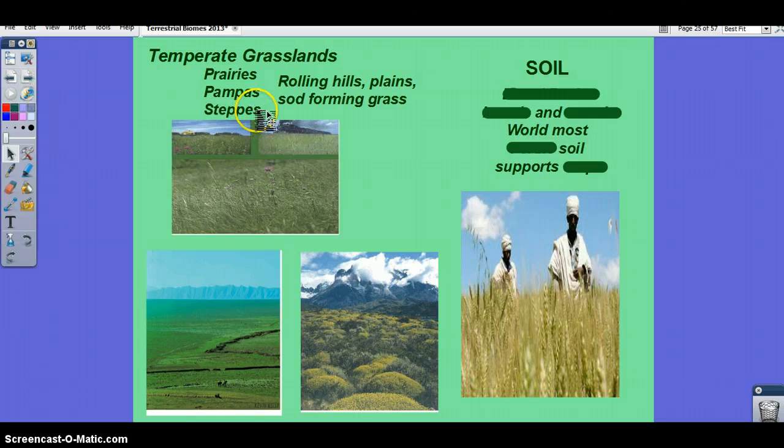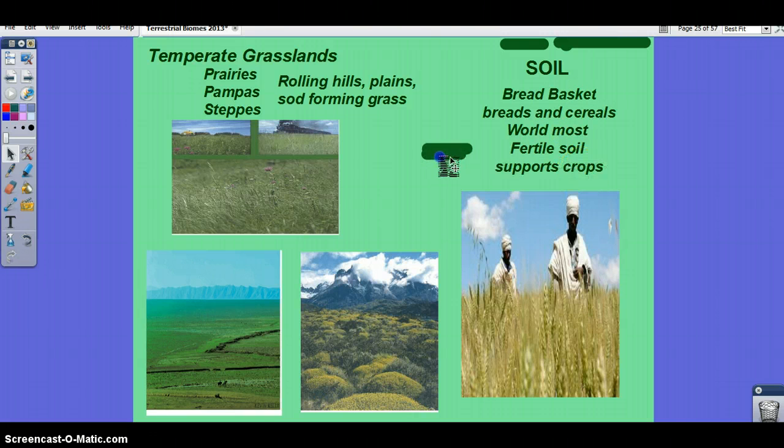There are two types of grasslands. Temperate grasslands are basically grasslands made up of rolling hills, plains, and sod-forming grasses. Examples of temperate grasslands are prairies, pampas, and steppes. The soil in these grasslands is primarily very fertile. They call this biome the breadbasket of the world, because most cereals or foods come from this biome. This biome is mainly where crops are grown and wheat is grown.